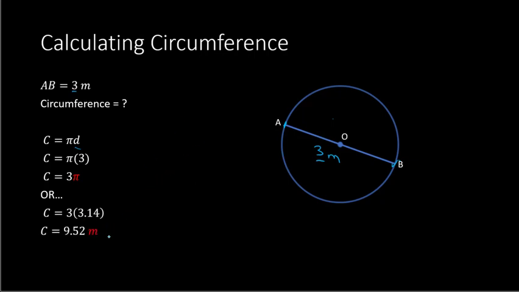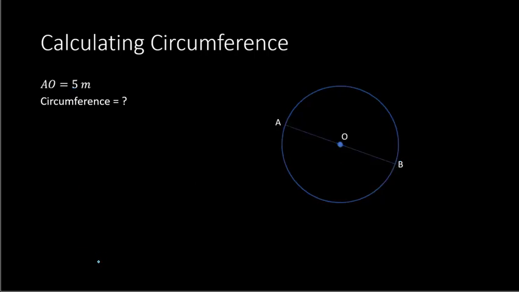9.42 meters. So the distance around this entire circle was calculated to be 9.42 meters. And the coloring is kind of weird. It didn't save in the PowerPoint, but the whole number is supposed to be red. But either way, you get the idea. The circumference is 9.42 meters.